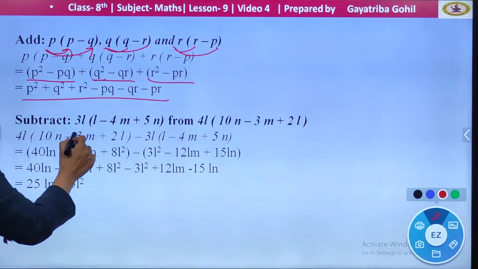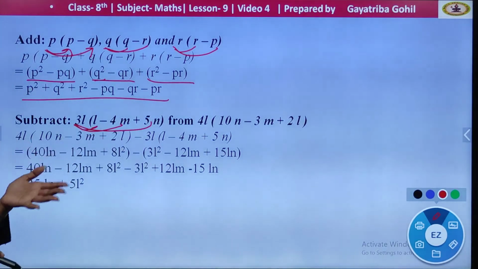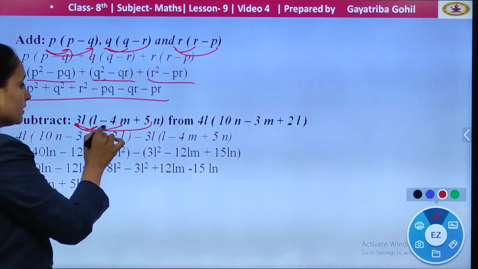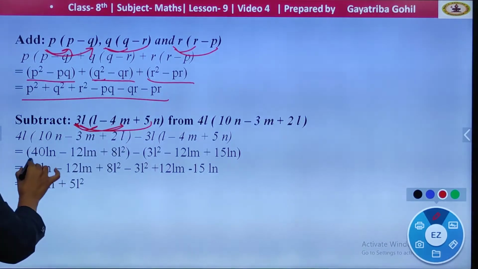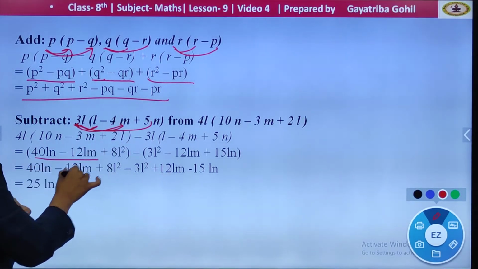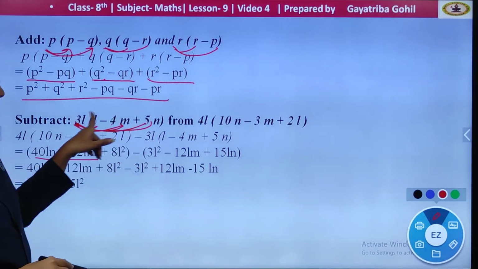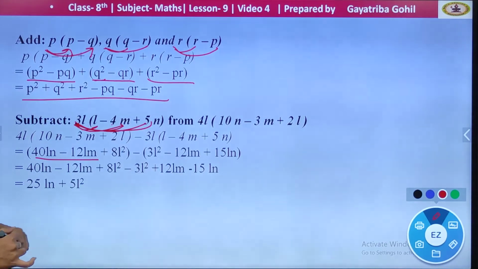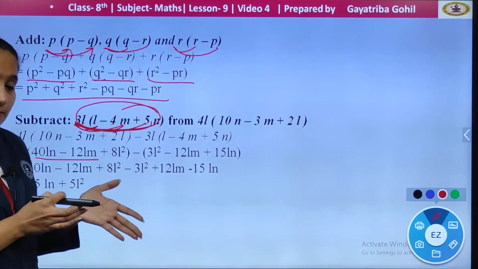Then we want this. So, multiply 3l with all of them one by one. 3l into l, 3l square; minus 3 4s are 12, 12l into m, lm. Here, minus 12 lm; into 5, 3 5s are 15 ln. This is what you will get, but this is what we are doing, we are solving the expression first.